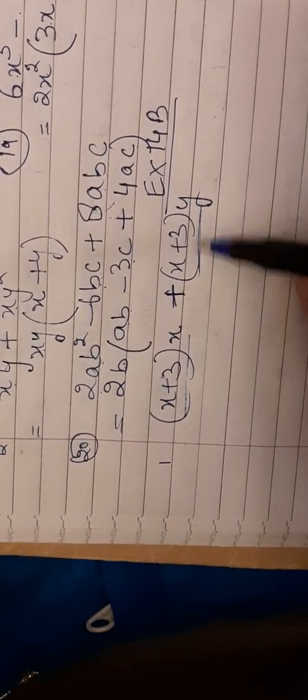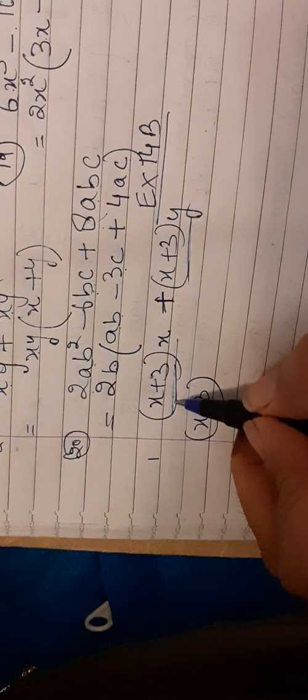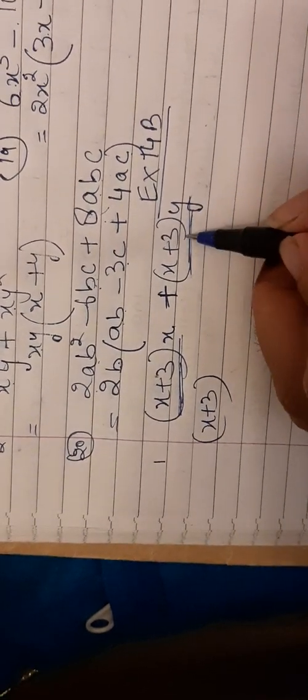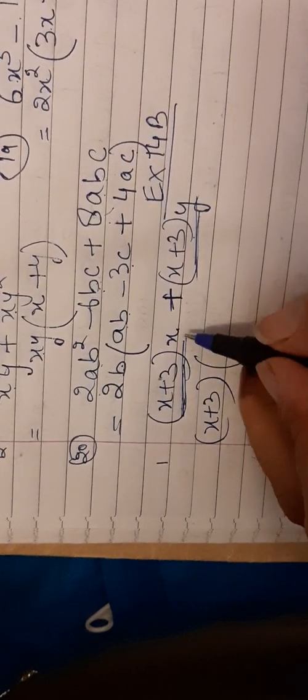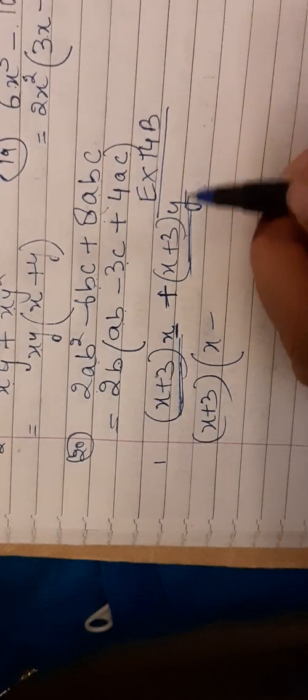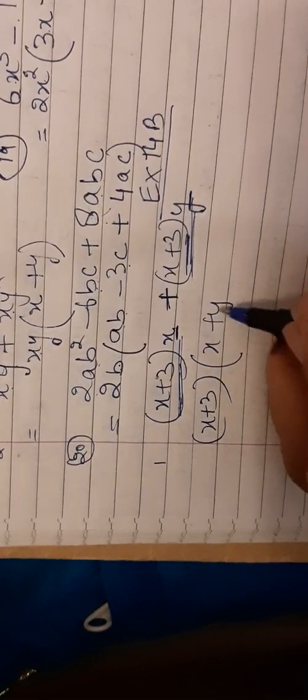So out of these two terms you see that x plus 3 is common. This term is also having x plus 3, and this is also having x plus 3. Take that as common and you will be left with x plus y, because this has been taken common. So this completes your factorization.